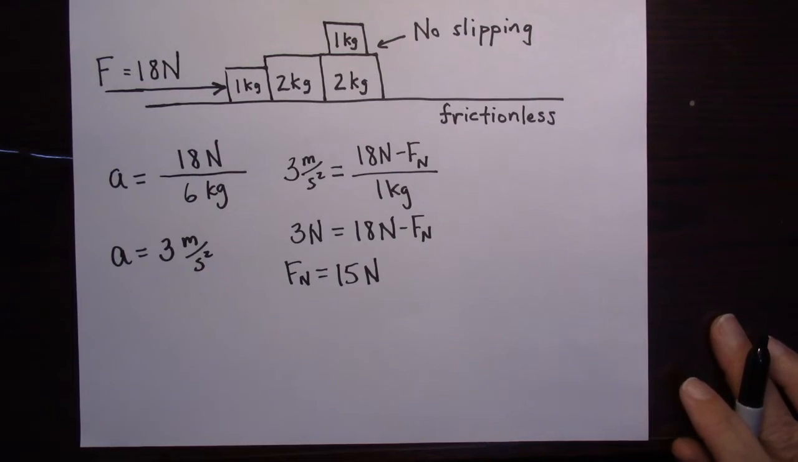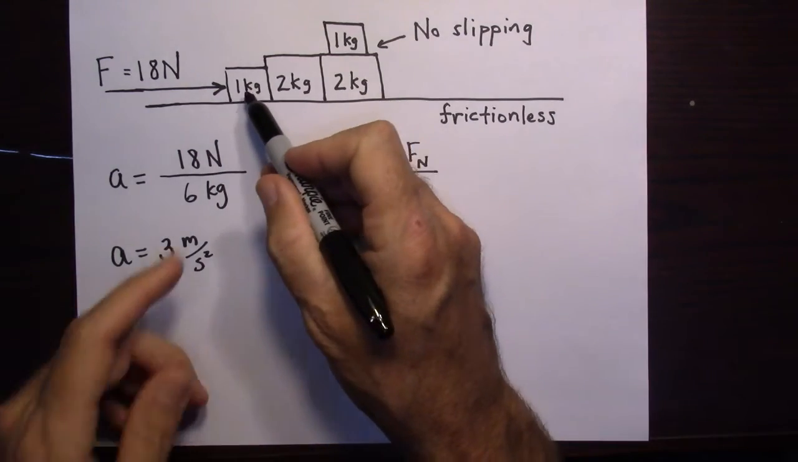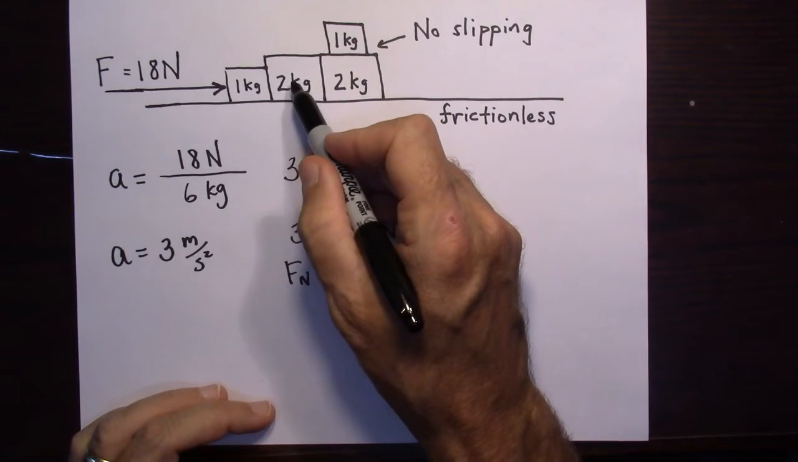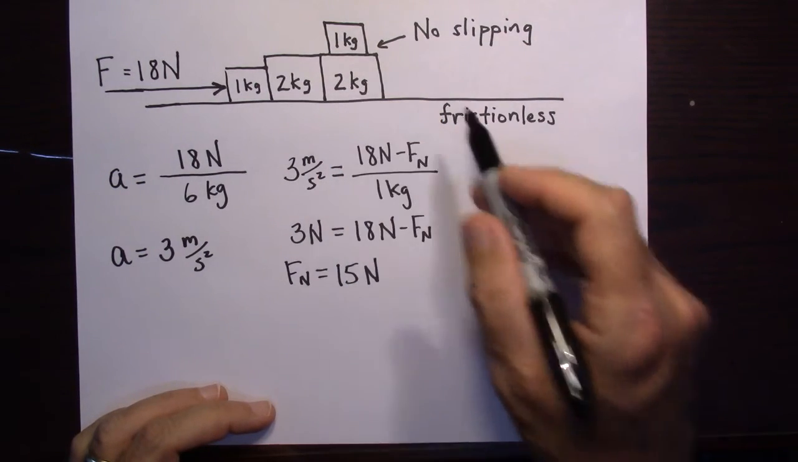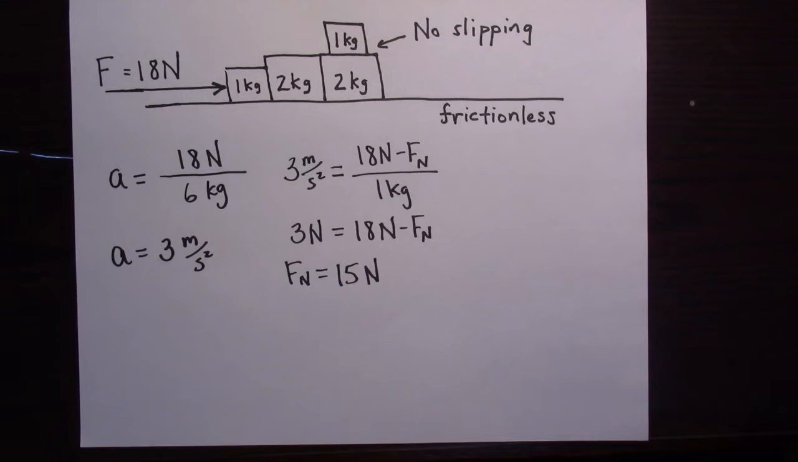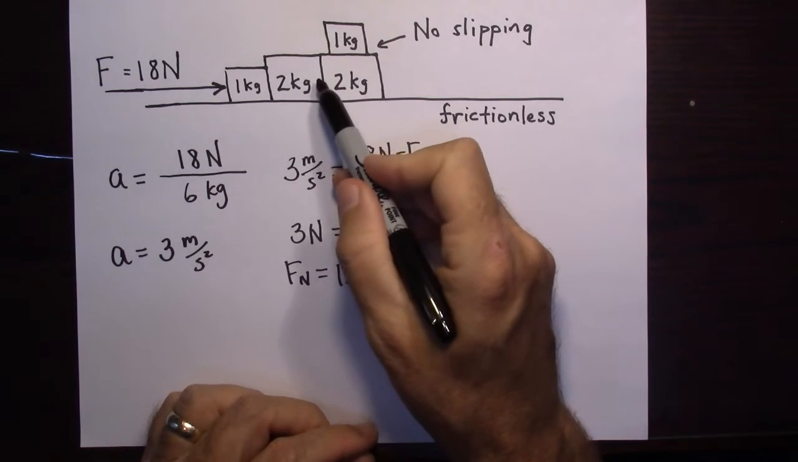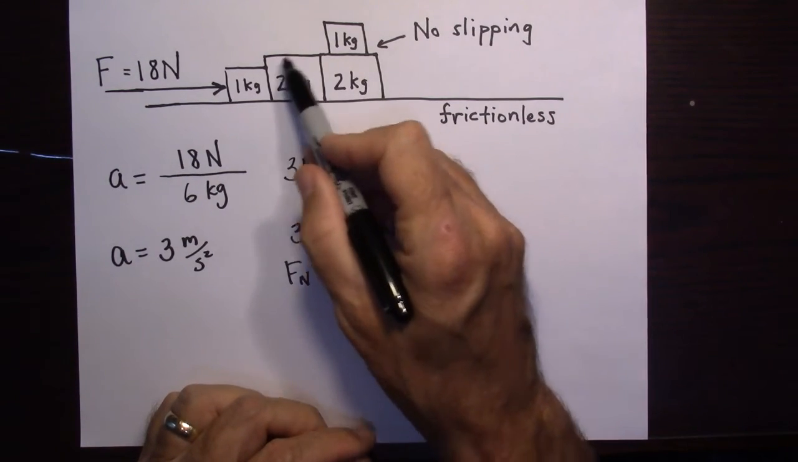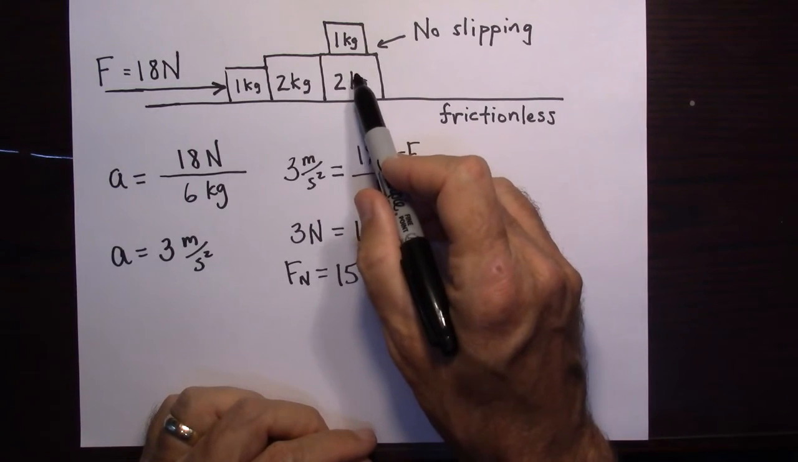Okay? Now I already know what force this 1 is pushing on the 2 with. I wonder how much force this 2 pushes on this 2 kilogram block with. Well, there's a bunch of ways we can do that. Do you want to see if you can turn off the video for a moment and figure out how much force this middle block is pushing on this end block with?